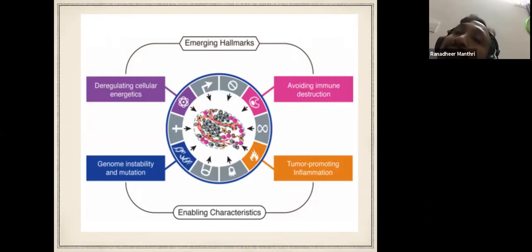Now, what are the emerging hallmarks? Deregulated cellular energetics, genomic instability and mutation, avoiding immune destruction, I already said, and tumor promoting inflammation. Avoiding immune destruction, that is what we are targeting with immune therapy. Now let us go to the cellular energetics. Next slide, please.